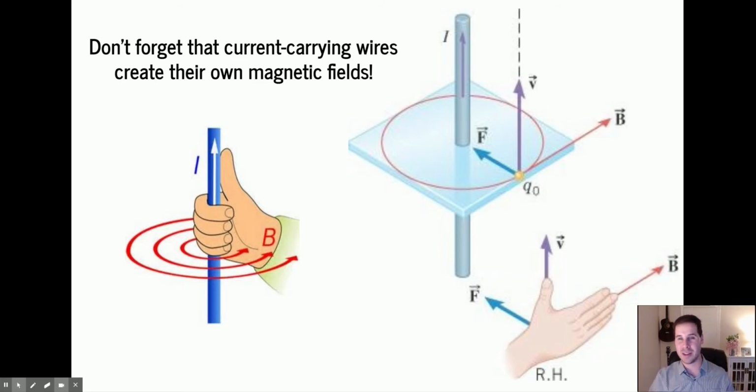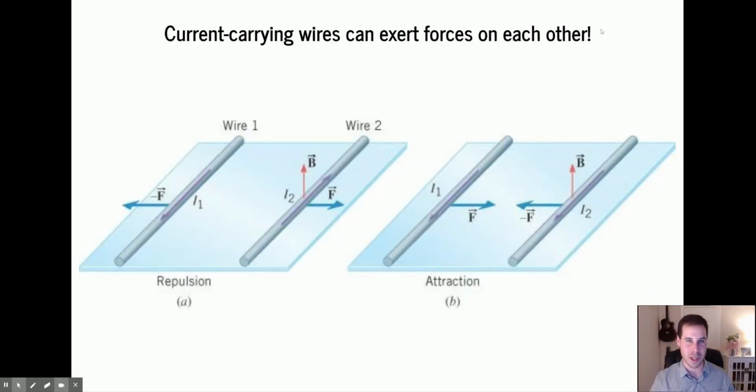So now we're combining the two. Now we're going to get into an actual conceptual problem here, because current carrying wires can actually exert forces on each other. And even particles that are passing by each other exert magnetic forces on each other. So we're just going to simplify it and stick to wires, because wires are a more tangible object to us.